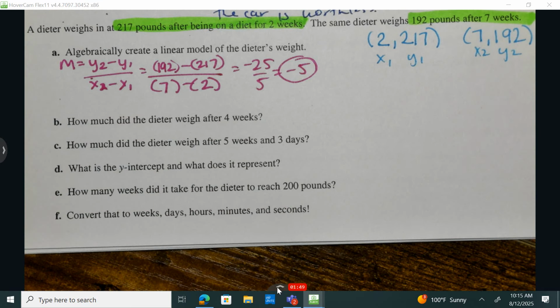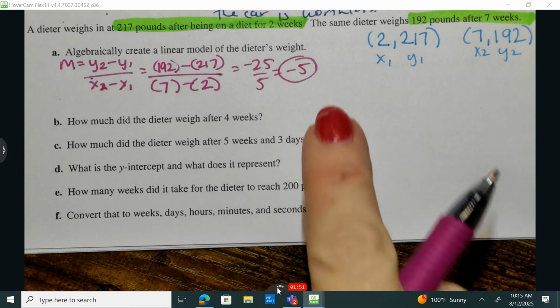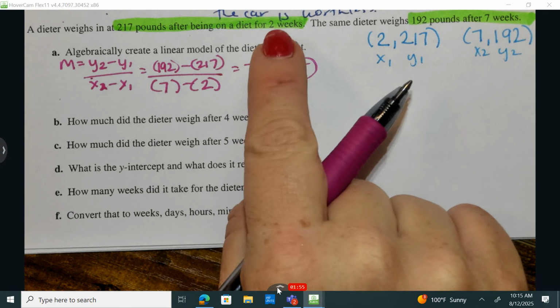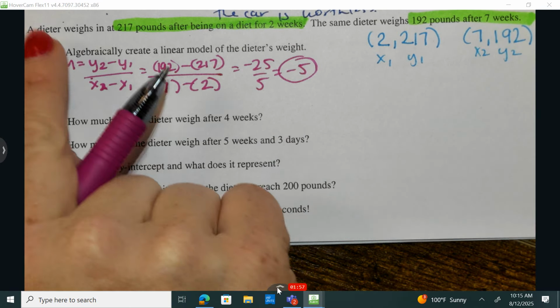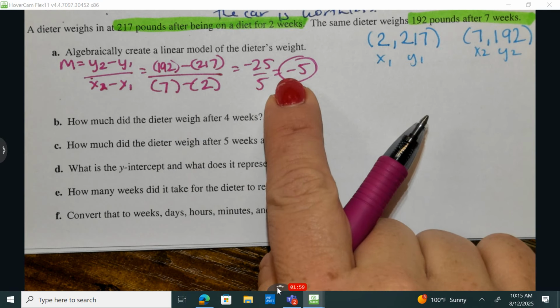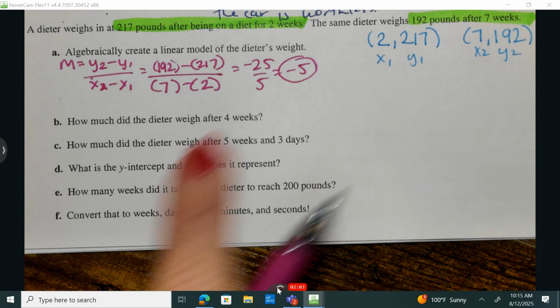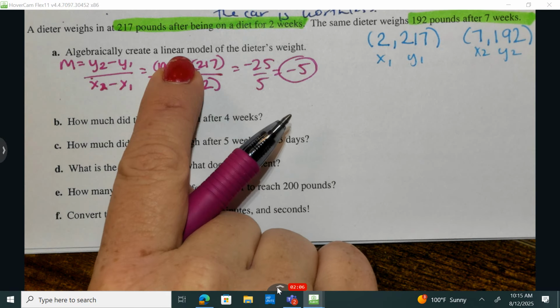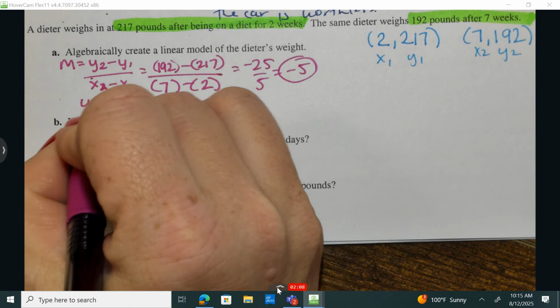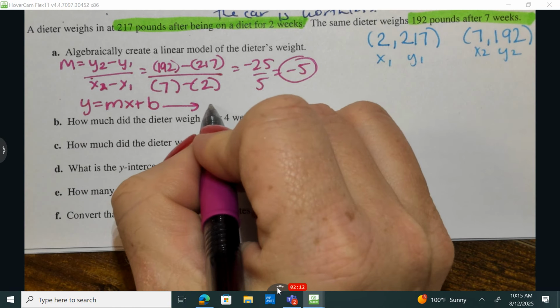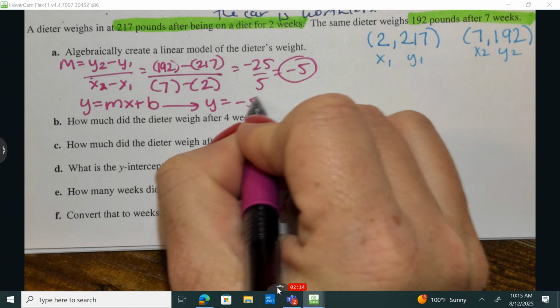What does that mean in the context of this problem? We're talking about time in weeks. So on average, from 2 weeks to 7 weeks, this dieter is losing 5 pounds per week on average. Okay, but we need to come up with an entire equation. So when I say y equals mx plus b, I'm going to replace that m with a negative 5.